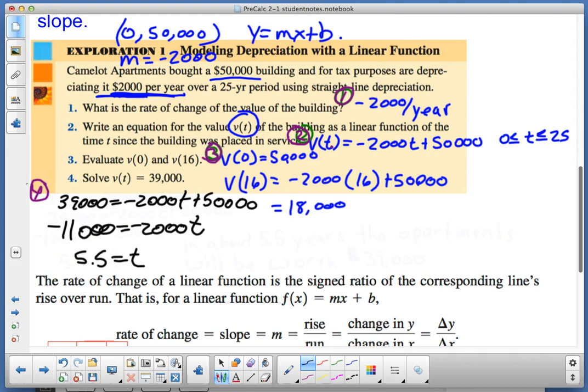Now, one of the beauties of doing these is being able to explain what our final answer means each time we looked at it. Because we look at 3, we look at 4, we get numbers, but we have to know what we're writing. In 3, we were supposed to evaluate. We're really finding, using straight line depreciation, how much our building is worth at that time. So in year 0, it's worth 50,000. In year 16, it was worth 18,000, depreciation-wise. In 4, we're finding out that after 5.5 years, our building's worth $39,000.